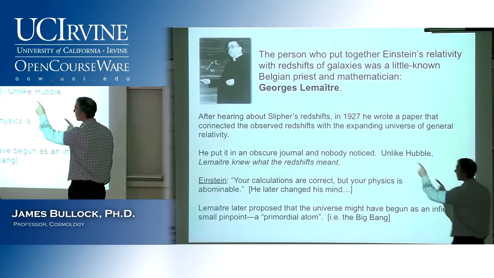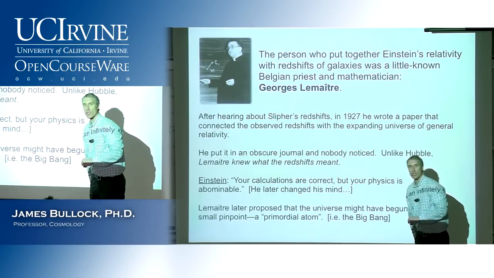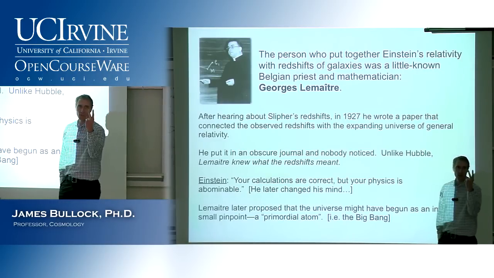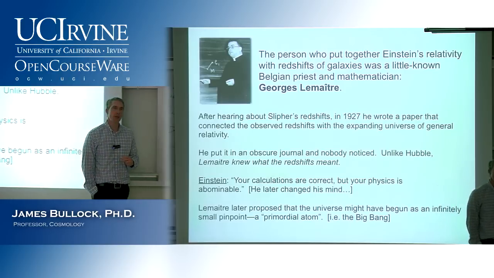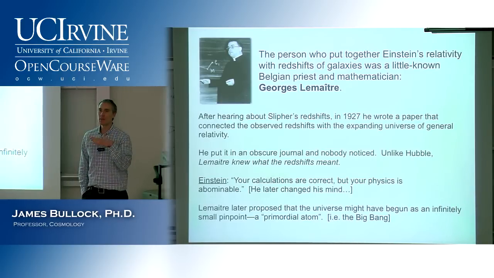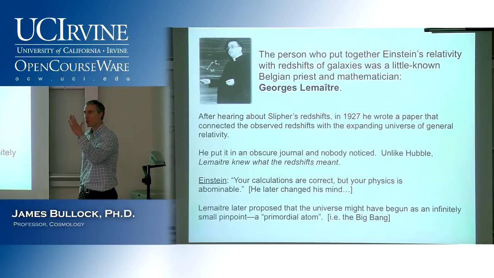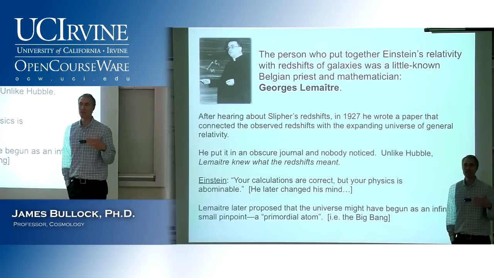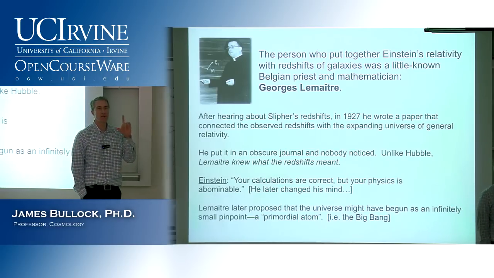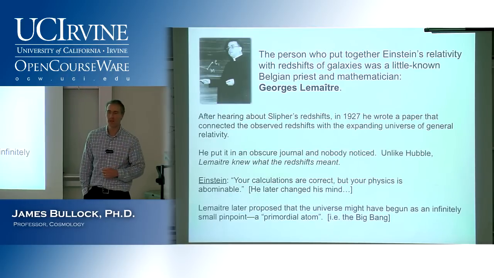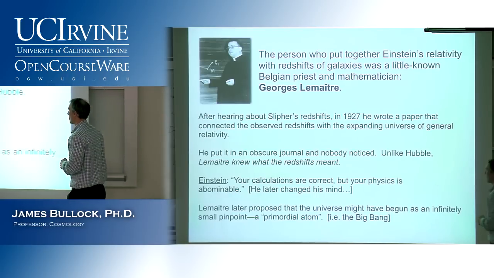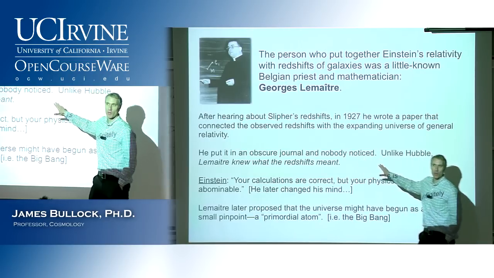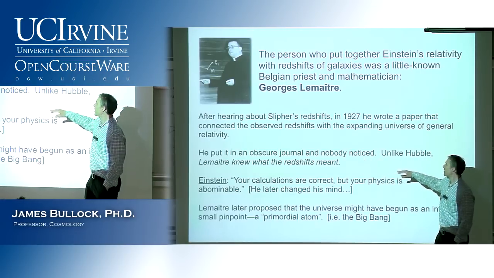He heard about the redshifts that Slipher was publishing. And in 1927, 2 years before Hubble, he actually published those redshifts and demonstrated that it was plausible that these were actually signs of a universe that was expanding, that was generally consistent with the laws of general relativity. He laid out the mathematical framework that demonstrated that. Unfortunately, he put this in a really obscure journal in Europe that no one noticed.